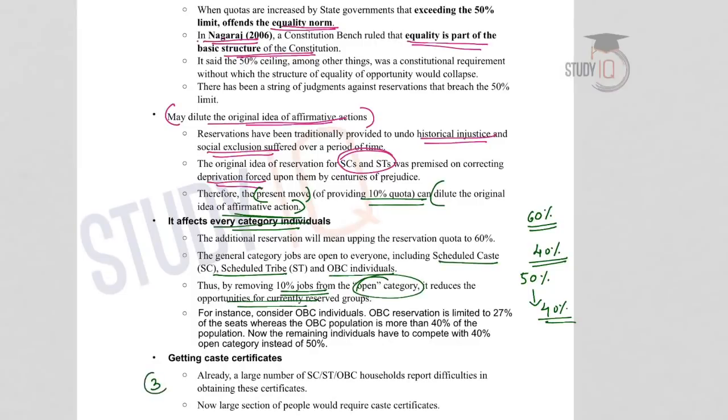Now, the third difficulty would be to obtain the caste certificates, because already a large number of scheduled caste, scheduled tribes and OBC households are facing difficulties in getting their caste certificates. So, now when a large section of people would require the caste certificates, it would be difficult.